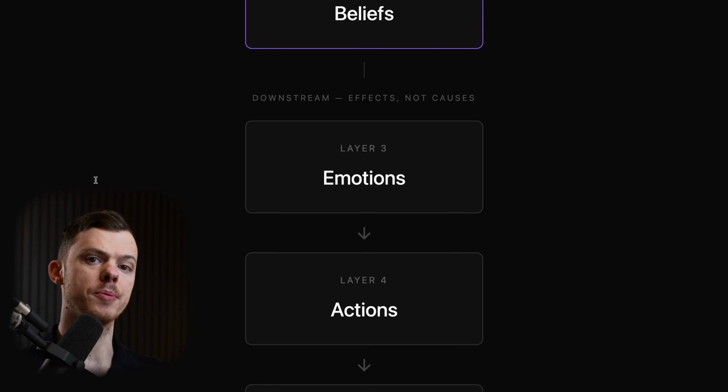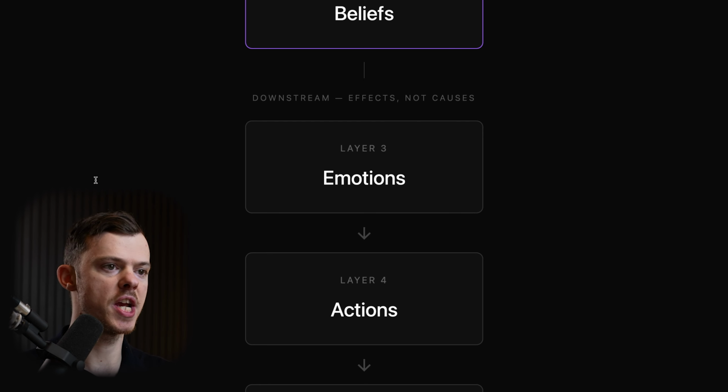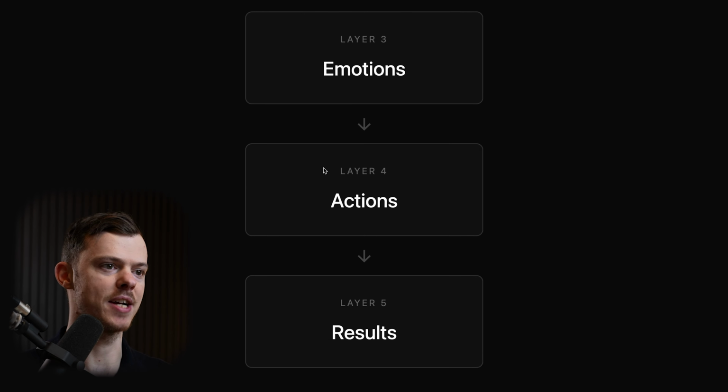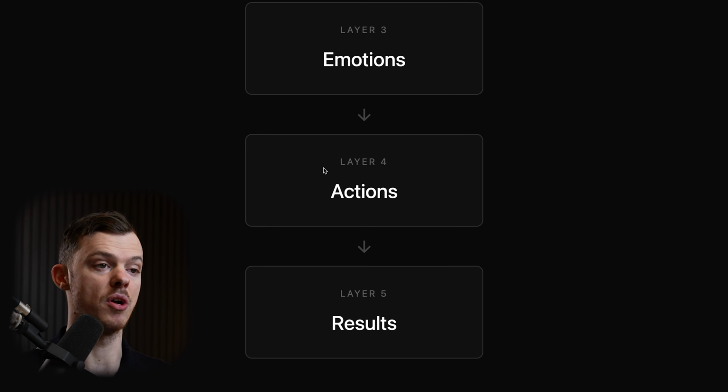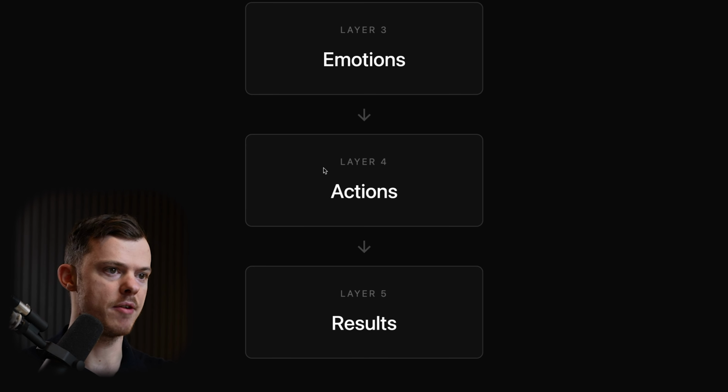But in the context of your internal operating system, it's the exact same thing. Because if you just go around treating symptoms, it doesn't mean that you're actually going to treat the causes. And this is where most entrepreneurs get it wrong, because they try to change results. And let's just take actions as an example, right? They're trying to change results at the actions level. And what they're doing here is they're forcing different actions. And that can be more discipline, more hustle, more willpower.